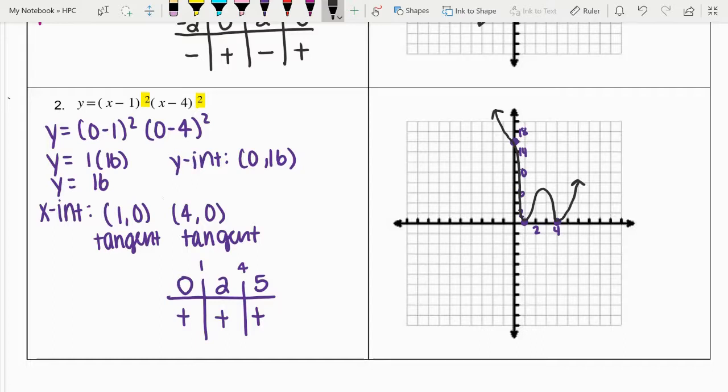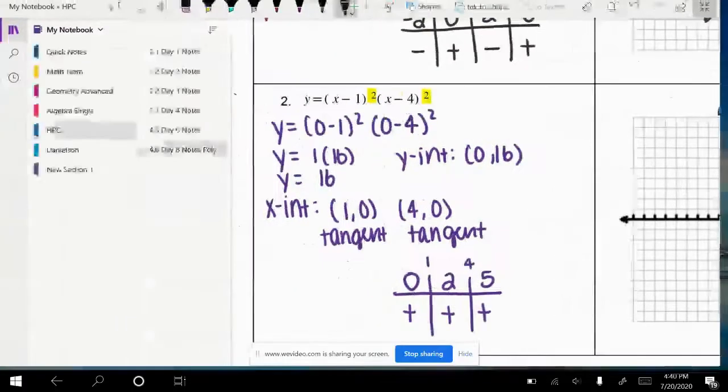Again, your graph may look a little bit different. My graphs are always horrible. Anyone in my class knows I'm not the best sketch artist. So I hope yours looks better than mine. But again, you can test more values if you want your graph to be a little bit more accurate, but we're just trying to get the general direction of our functions.